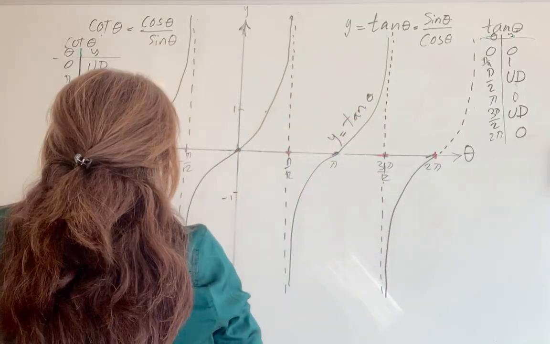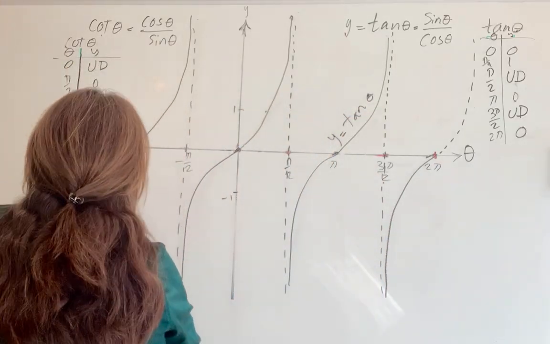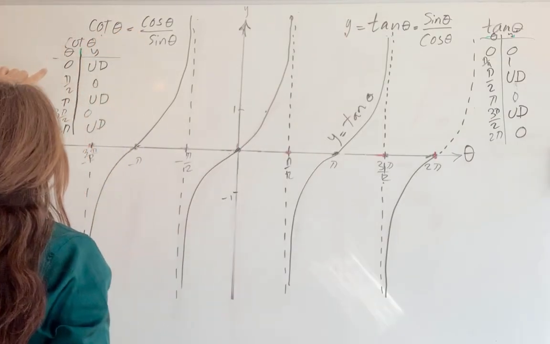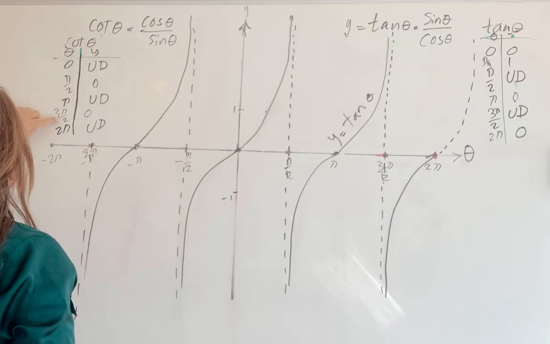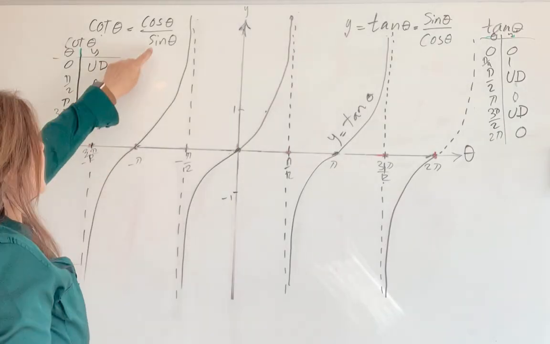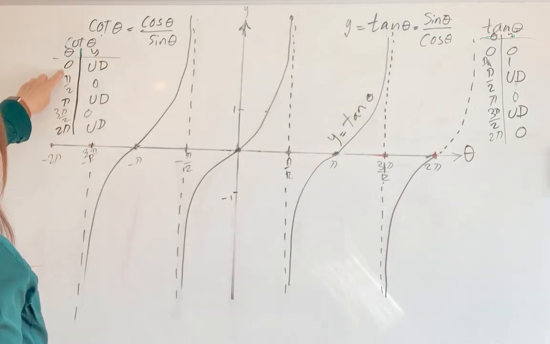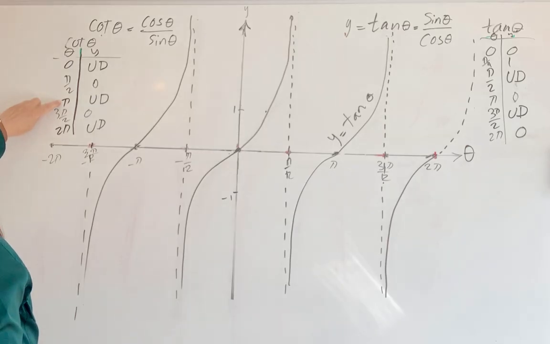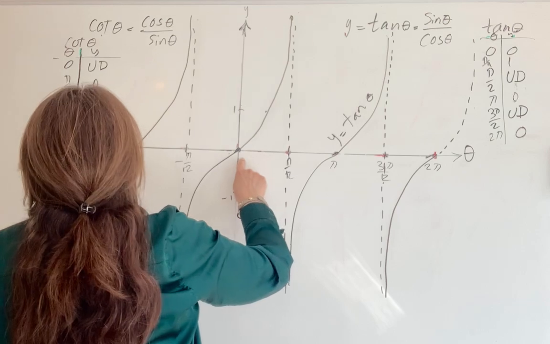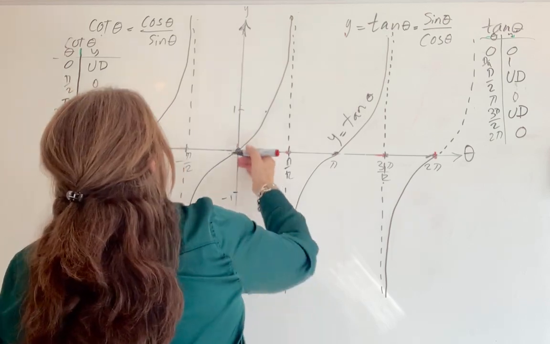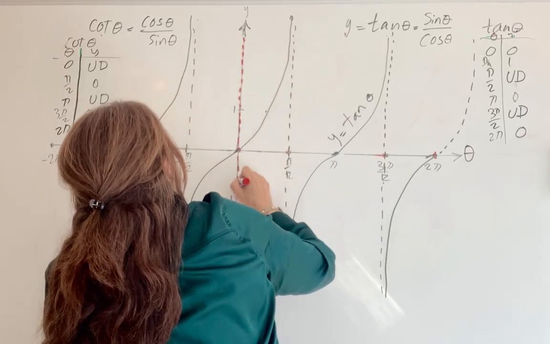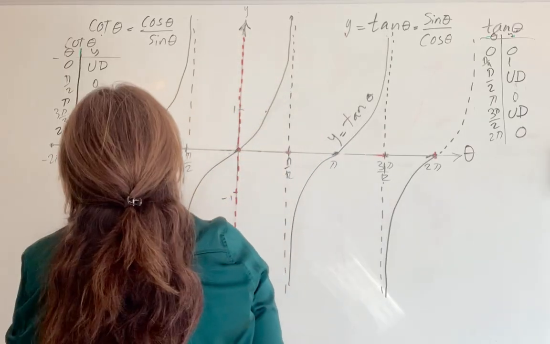How about cotangent of theta? We know that cotangent is the ratio of cosine over sine. When cosine is 0, at pi over 2 and 3 pi over 2, cotangent is 0. But when sine is 0, it is undefined. Sine is 0 at 0, pi, and 2 pi. At 0 it is undefined. If it is undefined here, it means that we have an asymptote here. This is the axis of asymptote.